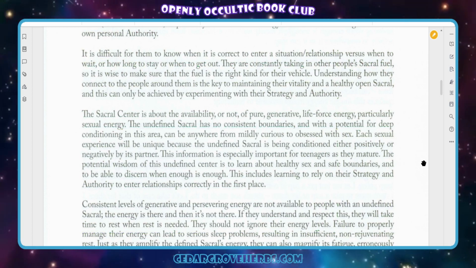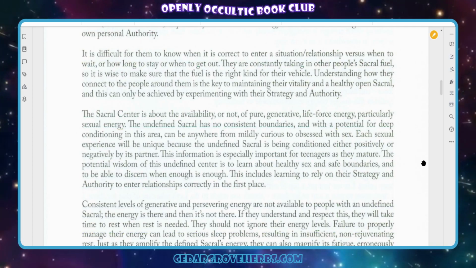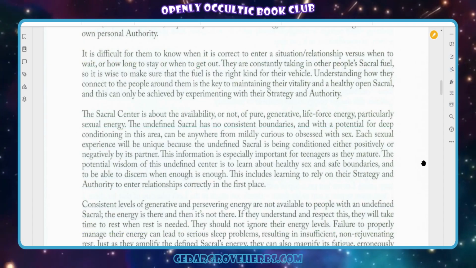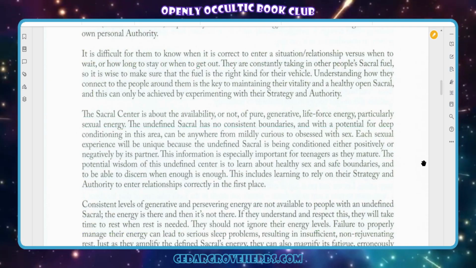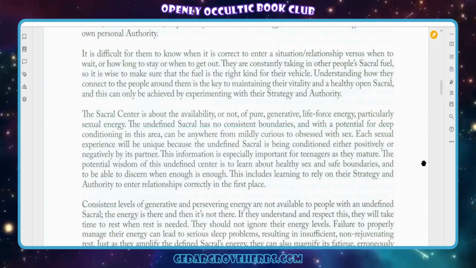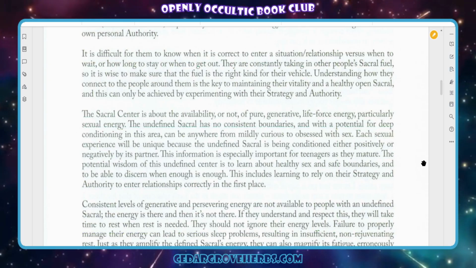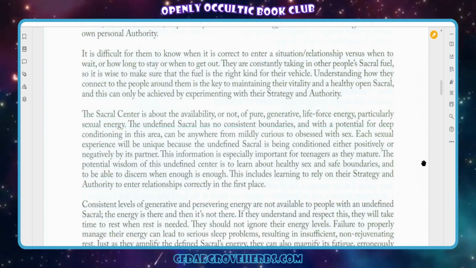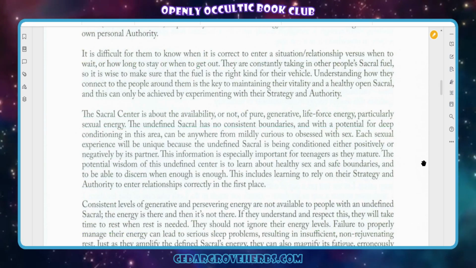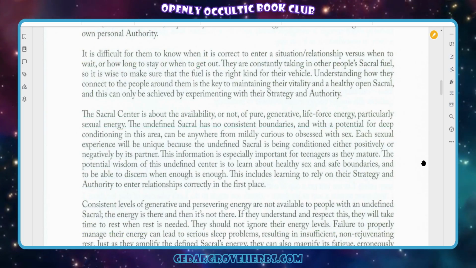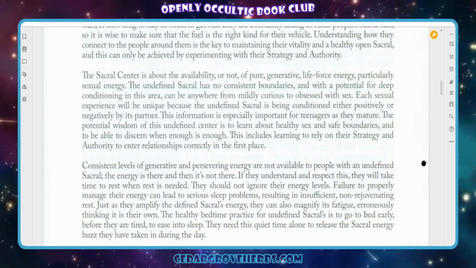The sacral center is about the availability or not of pure, generative life force energy, particularly sexual energy. The undefined sacral has no consistent boundaries, and with a potential for deep conditioning in this area, can be anywhere from mildly curious to obsessed with sex. Each sexual experience will be unique because the undefined sacral is being conditioned either positively or negatively by its partner. This information is especially important for teenagers as they mature. The potential wisdom of this undefined center is to learn about healthy sex and safe boundaries and to be able to discern when enough is enough. This includes learning to rely on their strategy and authority to enter relationships correctly in the first place.